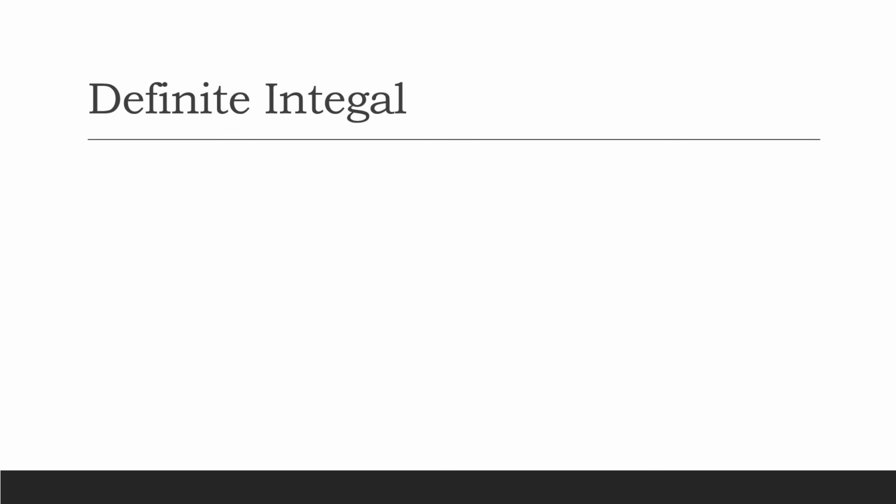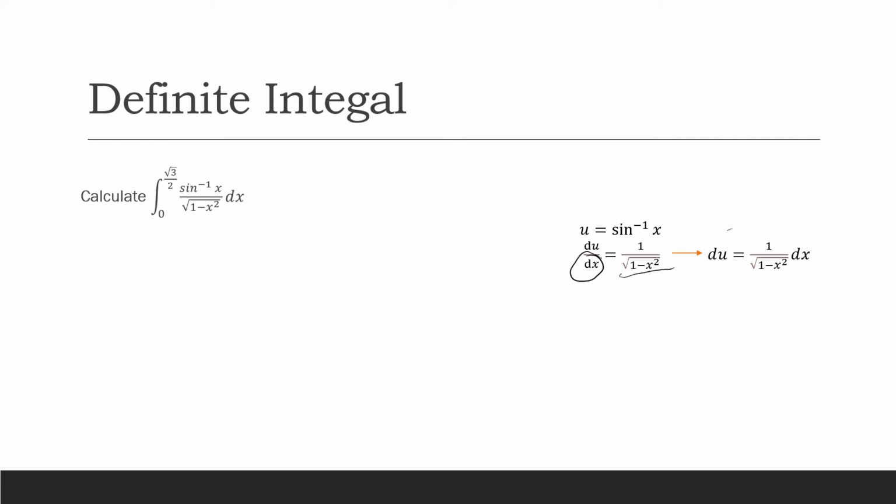Let's see more examples of definite integrals. These are the questions. The limits are square root 3 over 2 and 0. So we have to identify the u and the du. The u would be sine inverse x, and then du over dx will be 1 over square root of 1 minus x squared, and then we bring the dx to the right hand side, and we will get this form.